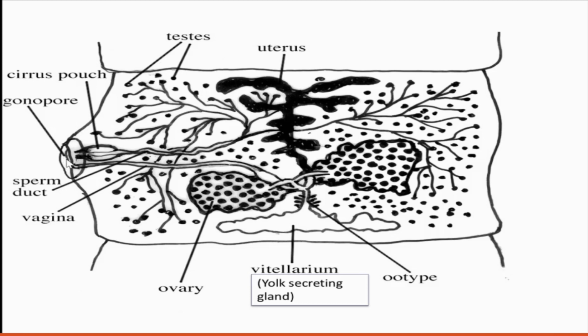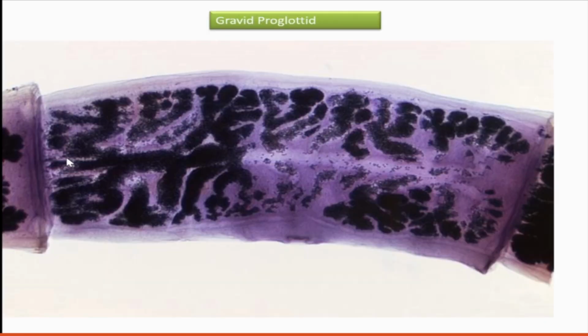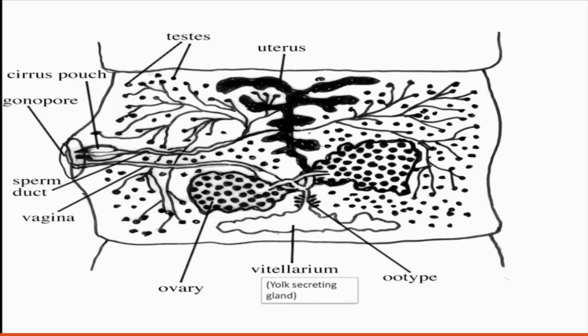And the proglottids seen in the posterior-most end are called gravid proglottids. This is a gravid proglottid, and it is broader than longer. It is more broad, and it contains the uterus containing eggs.